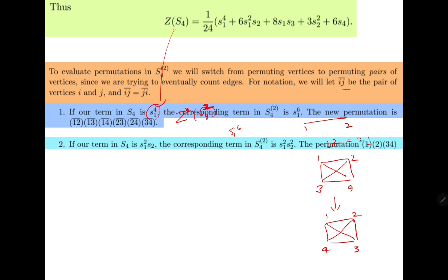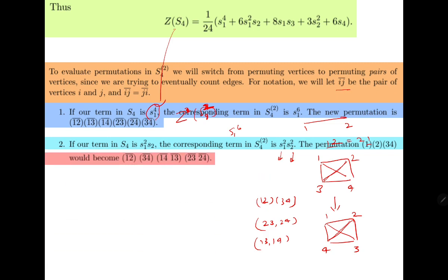Now observe what the changes are. The 1 2 edge remains as it is, but 2 3 and 2 4 get interchanged. This is 2 3 and this is 2 4, and 1 3 and 1 4 get interchanged, and 1 2 remains as it is and 3 4 remains as it is. So that's why you have 2 cycles of length 1 and 2 cycles of length 2. Similarly, for all possible combinations you have to see how it behaves.